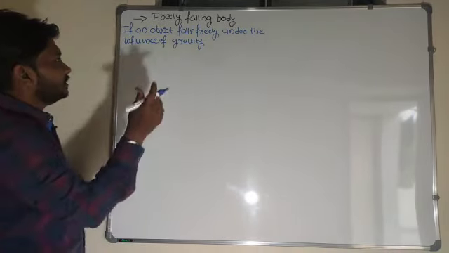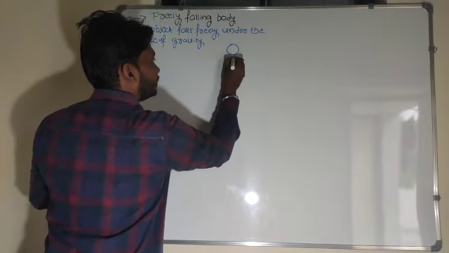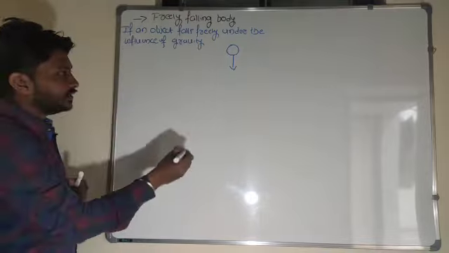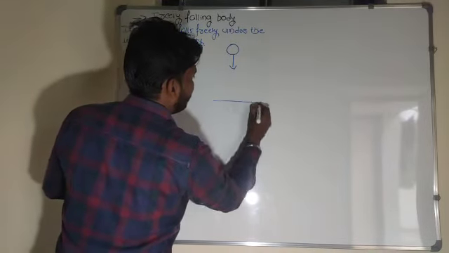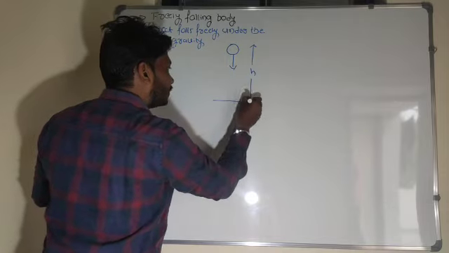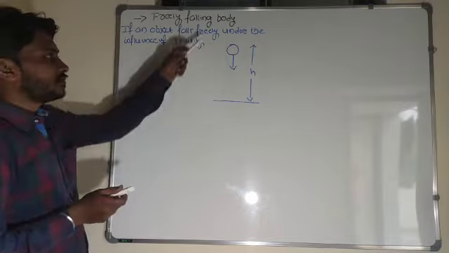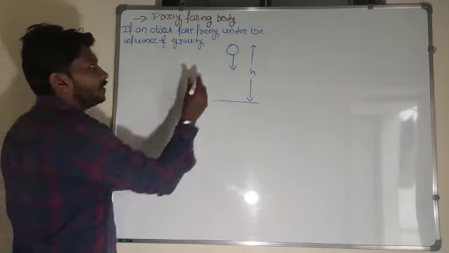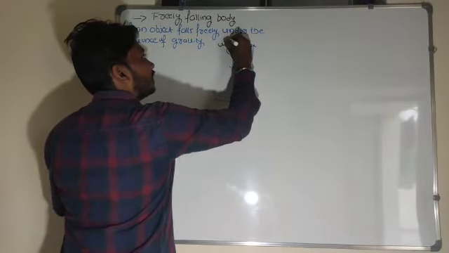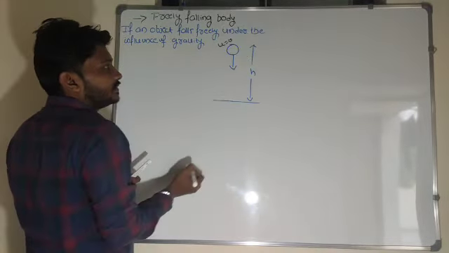Now look here. I will take one example. This is one object, and it falls in a downward direction. This object is at a height h from the ground. If that object falls freely from a certain height, it means that for a freely falling body the initial velocity is 0.